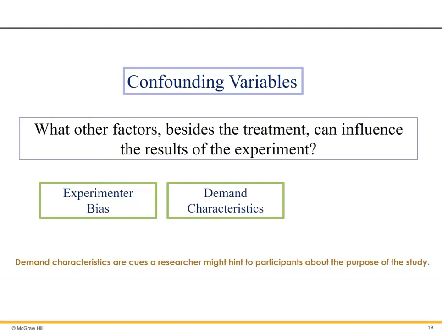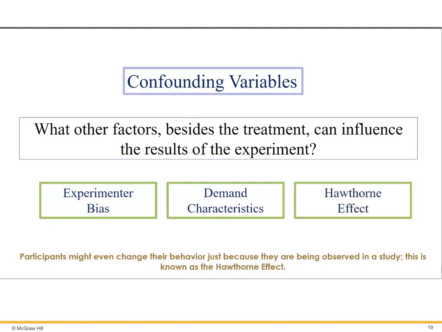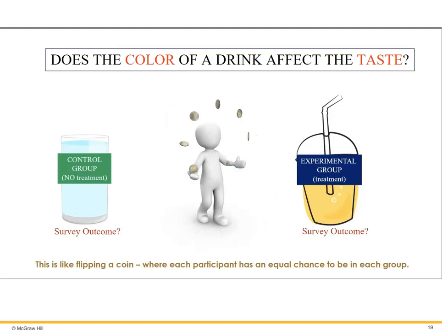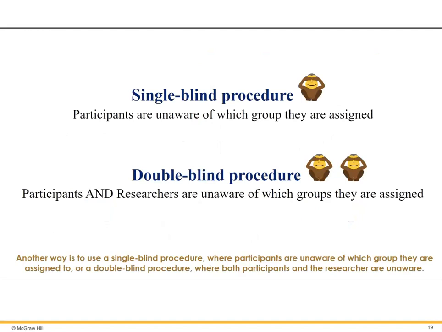Demand characteristics are cues a researcher might hint to participants about the purpose of the study. Participants might even change their behavior just because they're being observed in a study. This is known as the Hawthorne effect. One way to eliminate confounding variables, which I discussed earlier, is randomly assigning participants to the experimental and control groups. This is called random assignment. This is like flipping a coin, where each participant has an equal chance to be in each group. Another way is to use a single-blind procedure, where participants are unaware of which group they are assigned to, or a double-blind procedure, where both participants and the researcher are unaware.